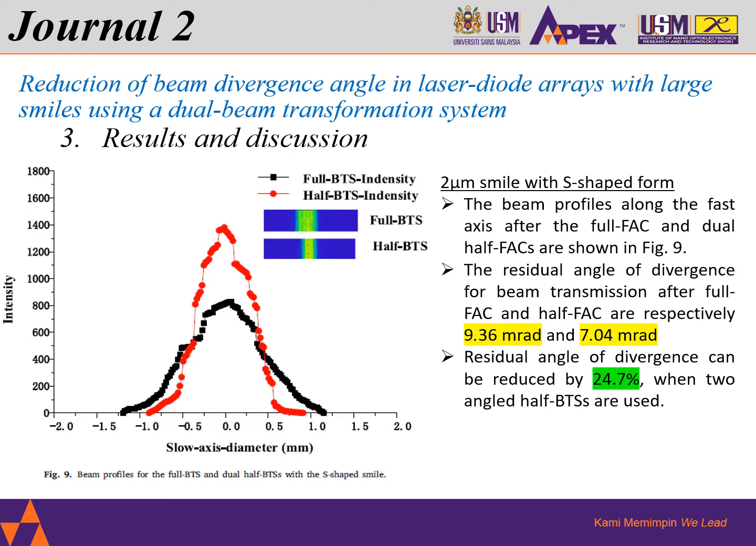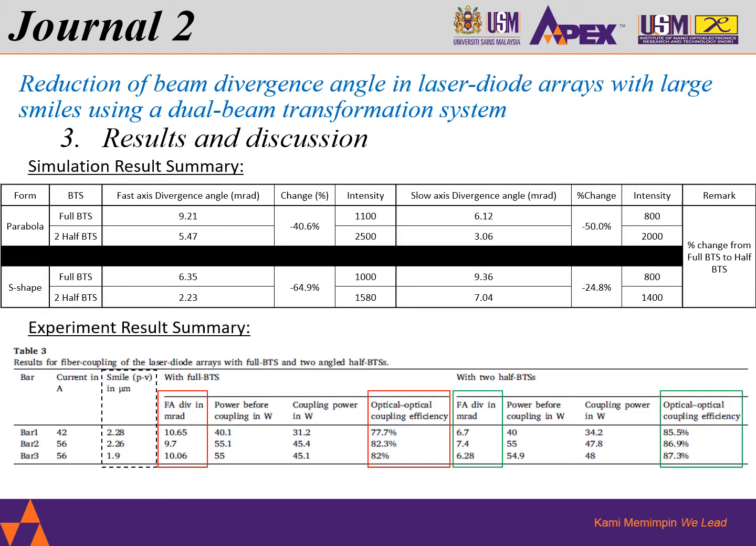While for S-shaped form smile with slow axis diameter, again the half BTS is better than a full BTS, but this round the angle of divergence is only reduced by around 25%, 24.7%. Again, this is the summary of the simulation result that I showed in 4 slides earlier.